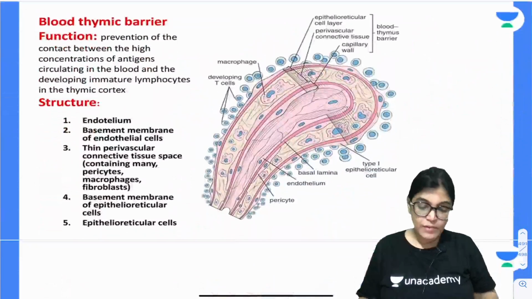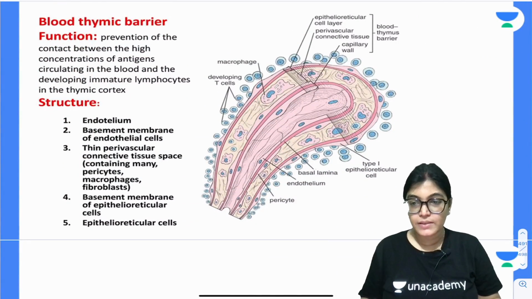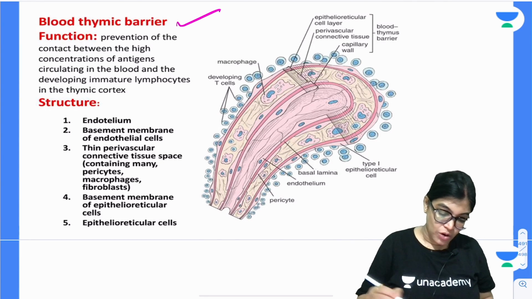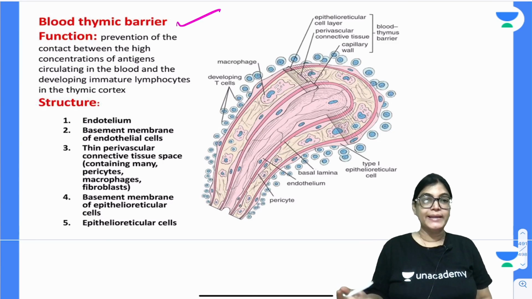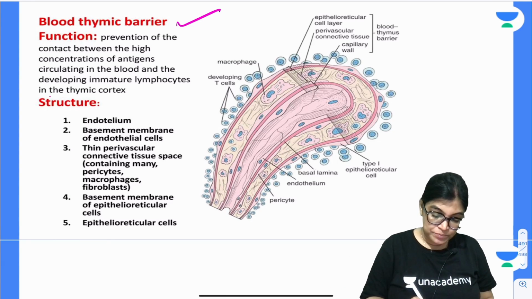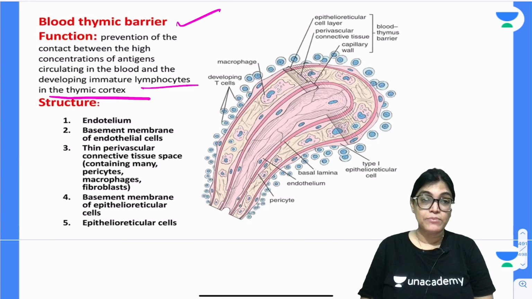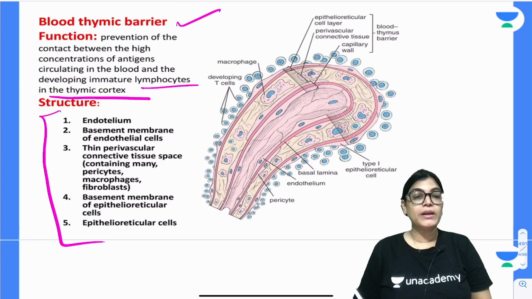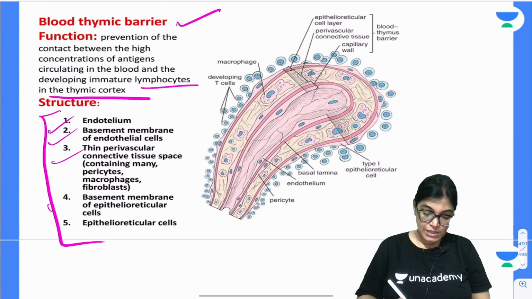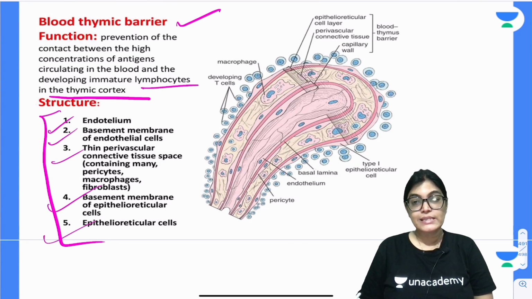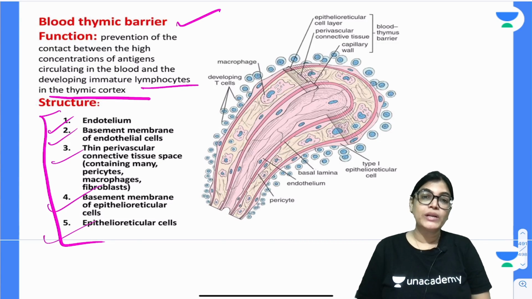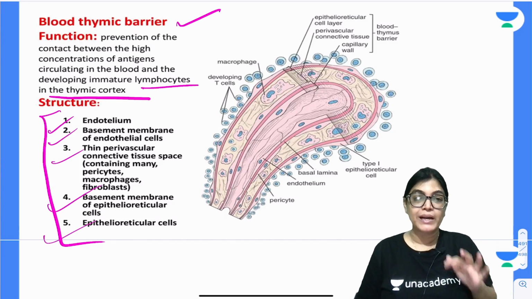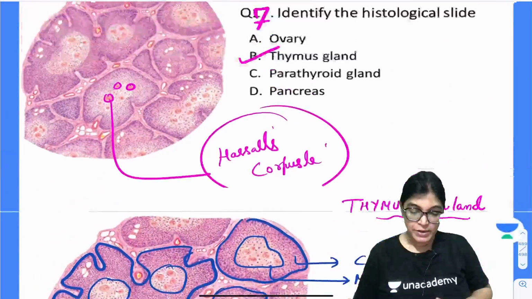thymus gland. Now coming to the blood thymic barrier. What is the function of the blood thymic barrier? It prevents the contact of high concentration of antigen circulating in the blood with immature T lymphocytes which are developing in the thymus cortex. The lining for the blood thymic barrier is the endothelium, basement membrane of endothelium, the connective tissue surrounding it, basement membrane of epithelio-reticular cells and the epithelio-reticular cell itself. So the supporting network of the thymus gland, formed by epithelio-reticular cells, contributes to the formation of the blood thymic barrier, the BTB barrier, which is very important.